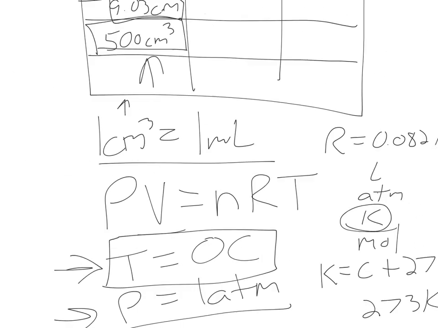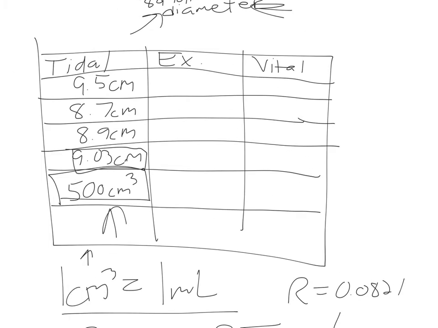That was for my tidal volume up here. I would then have to repeat this calculation again when I get my expiratory reserve numbers and when I get my vital capacity. And that should take you through most of the lab. Okay, you know how to collect the data, you know how to measure the balloon, you can use the graph.